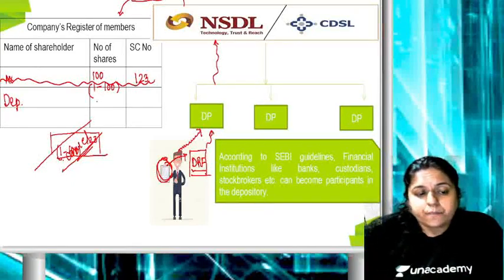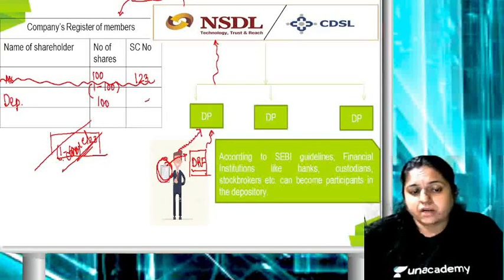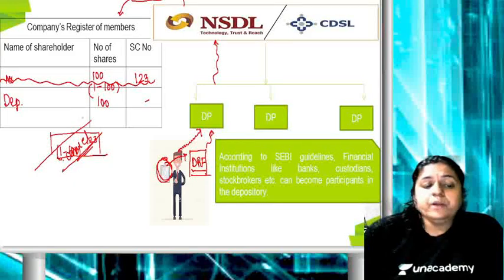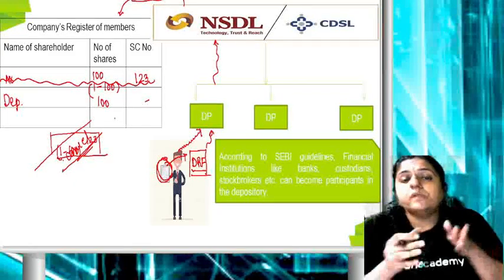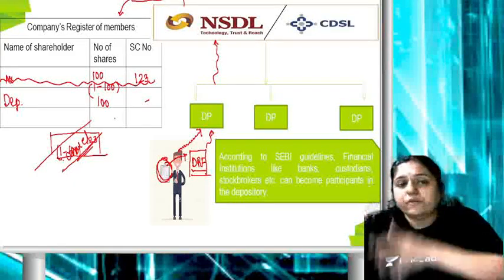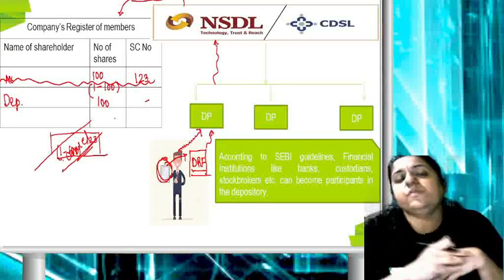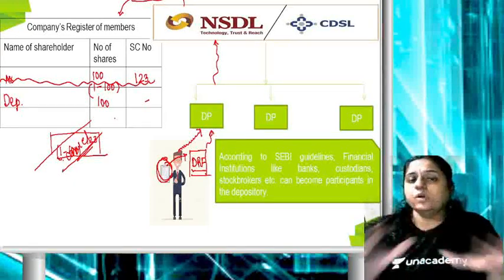And the number of shares will remain the same, that is 100. There will be no share certificate number, nothing will be there. There will be no distinctive number, because once it has been converted into electronic form, there is no concept of a distinctive number.